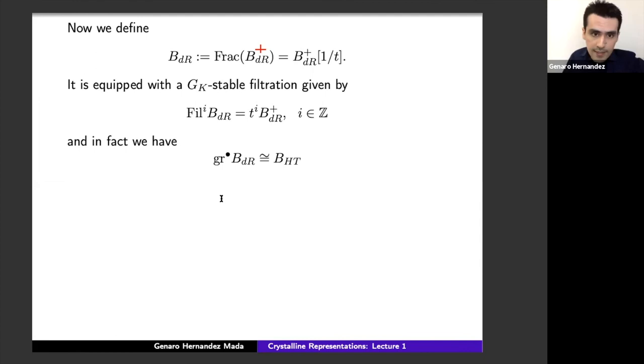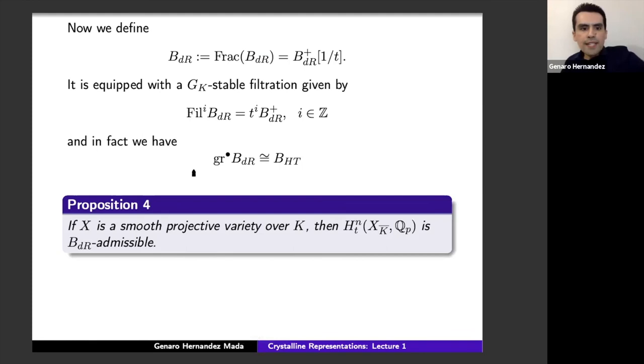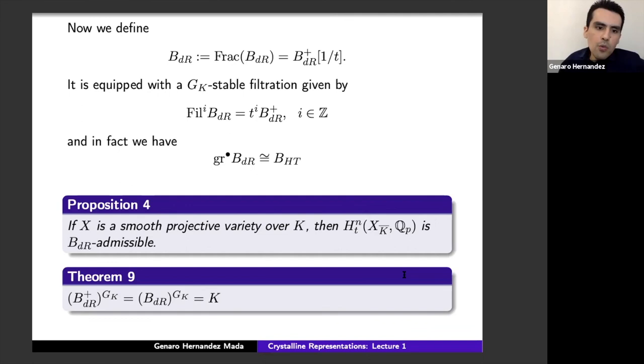But before going to the other period rings, I would like to say a few things about where these de Rham representations appear. So a de Rham representation is just a B-admissible representation for this ring B_dR. So for example, we have this proposition. If X is a smooth projective variety over K, then the p-adic étale cohomology of X is admissible, is B_dR-admissible, so de Rham representation, okay? And moreover, the G_K invariants are just K.